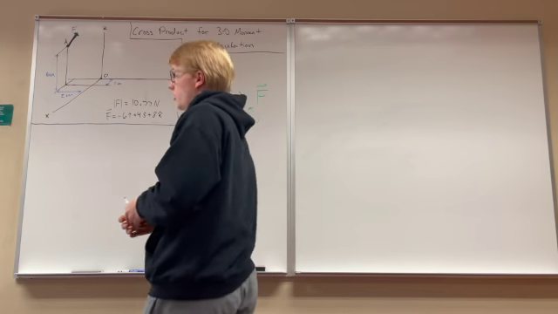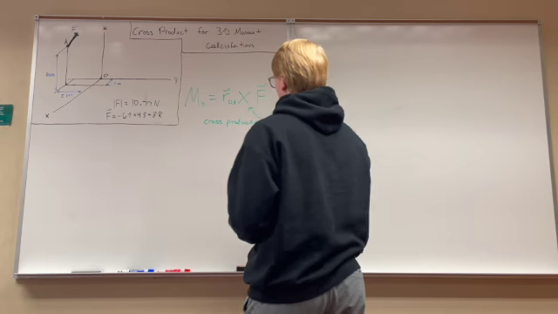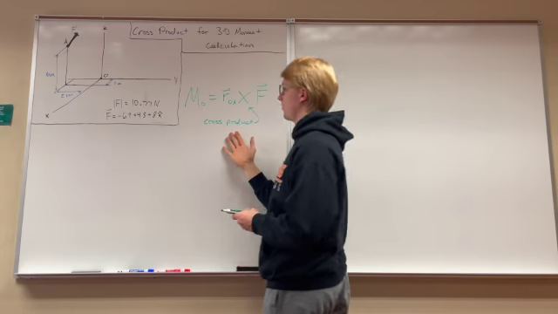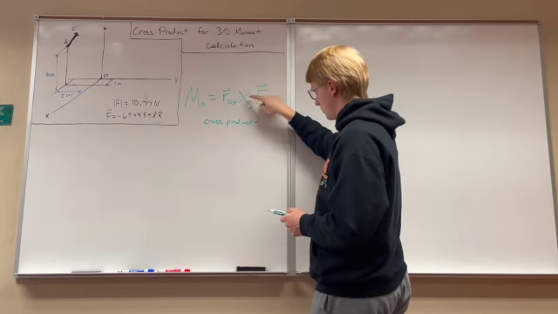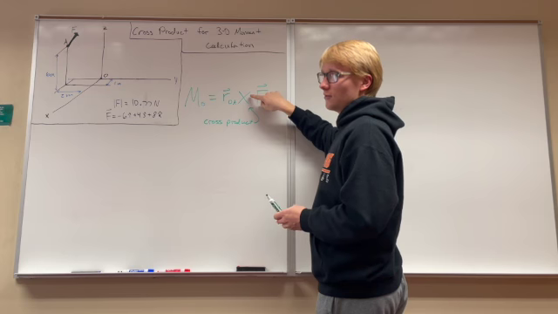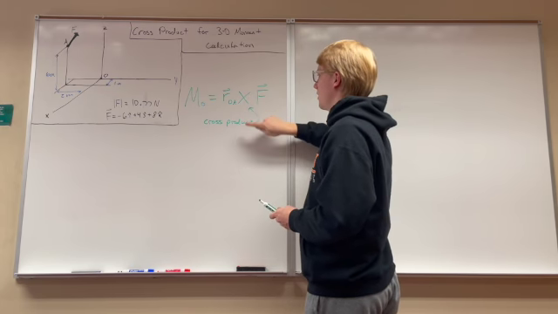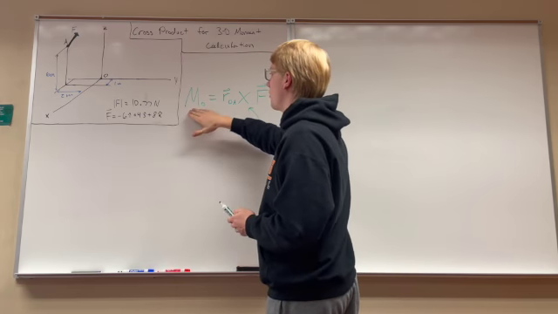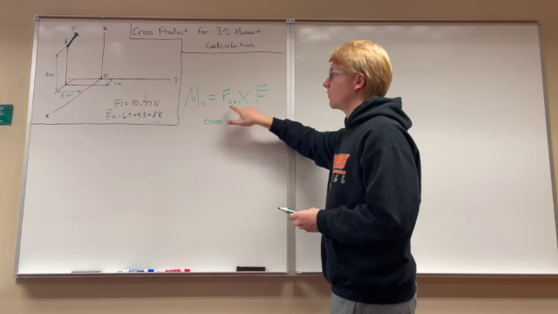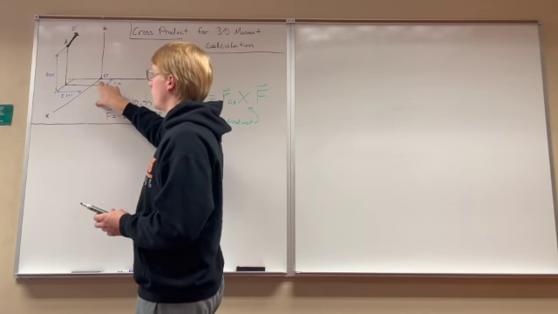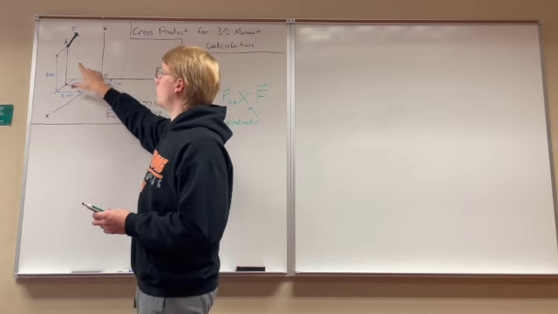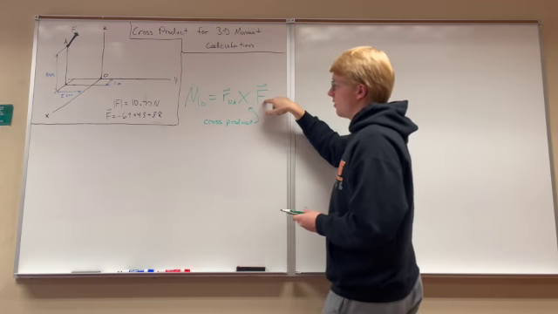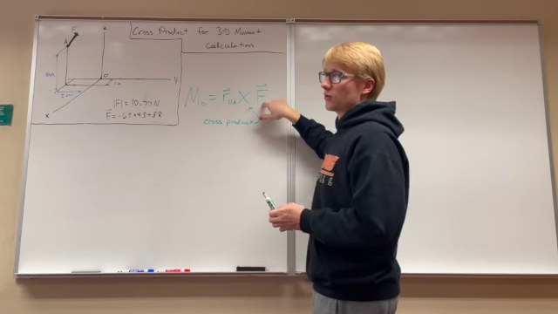So we're going to find the moment. We're going to use cross product to find the moment. And so this is the equation we have to use to find moments. And that's not multiplication. That's cross product. There's a difference, a big one. And so the definition of a moment is the distance from the point of revolution to where the force is, crossed with the vector notation of that force.